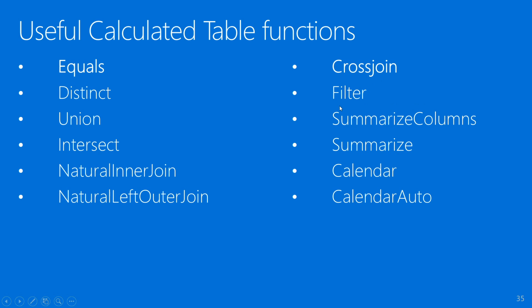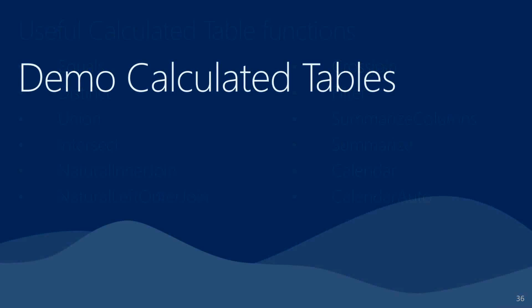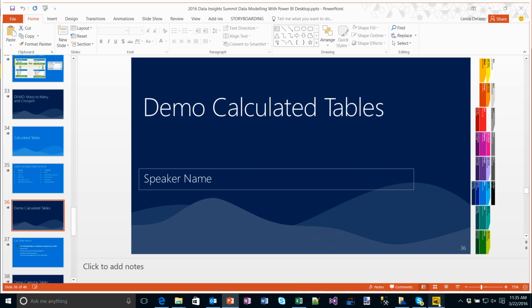Cross-join you've seen, filtering. Now these right here, summarize columns and summarize, they actually give you a view onto the kinds of things you get back when you're doing a query, for instance. You can use these to debug, for instance. They're quite useful. And the last two, which we will talk about, are calendar and calendar auto, and these allow you to create date tables. So I'm going to do, I think, one demo here.